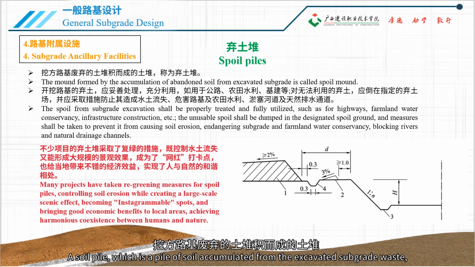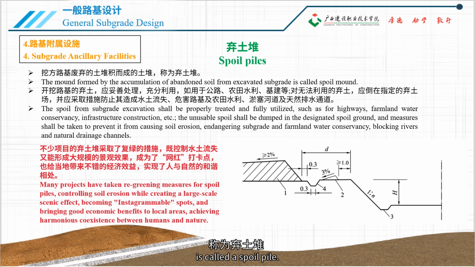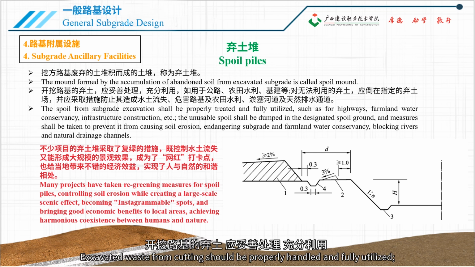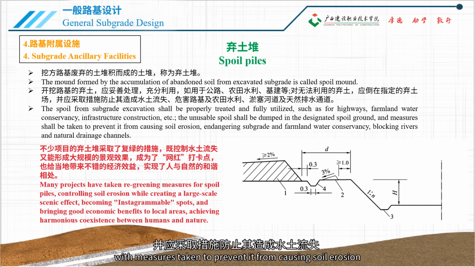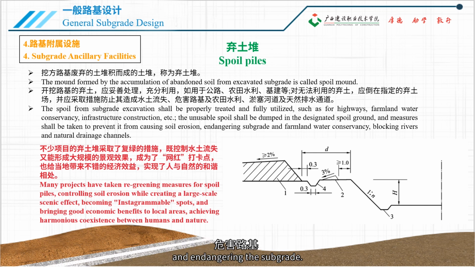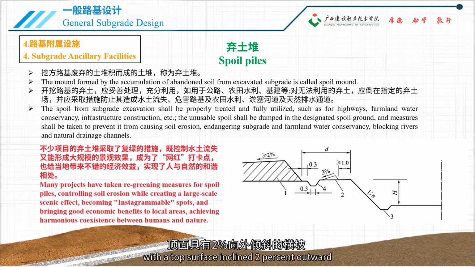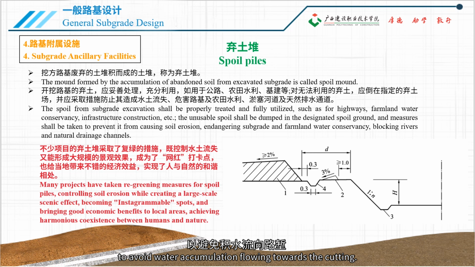A soil pile, which is a pile of soil accumulated from the excavated subgrade waste, is called a spoil pile. Excavated waste from cutting should be properly handled and fully utilized. For unusable waste, it should be dumped at a designated spoil area, with measures taken to prevent it from causing soil erosion and endangering the subgrade. The cross-section of a spoil pile is trapezoidal, with the top surface inclined 2% outward to avoid water accumulation flowing towards the cutting.